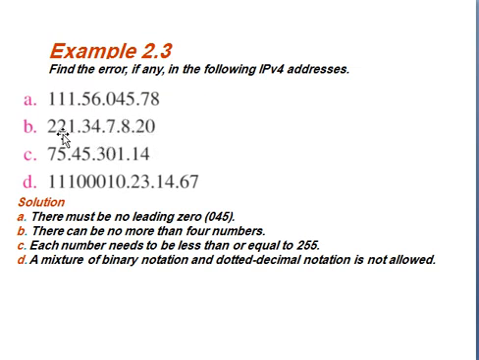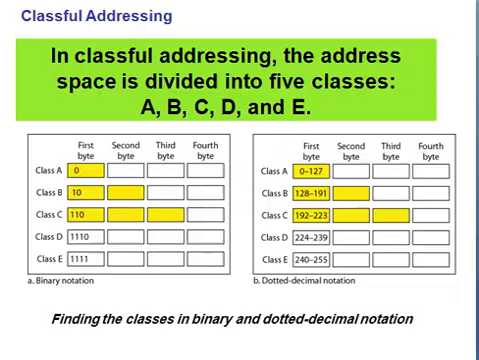There are 5 locations. It's impossible. That means the mistake in here, you should have only 4 locations, 4 packets to put your digits inside. In C, we have 75, 45, 301, and 14. Obviously, the 301 is more than 255. That means it's impossible to have such a number. So this is the mistake in this address. Here you have a combination of binary and decimal. Obviously, we cannot have binary and decimal in the same IP address. It should be in one numbering system.